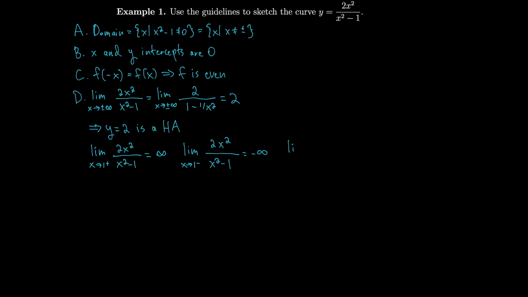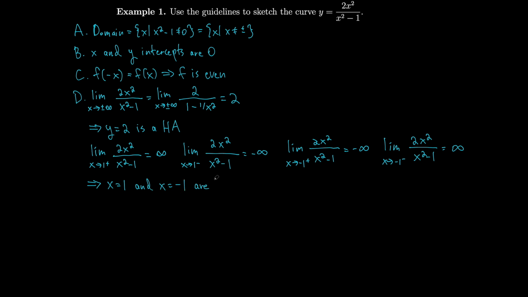So I definitely have an asymptote at 1, but notice it doesn't matter if I plug in 1 or minus 1, because this function's even. So if I check for minus 1 from the right, I should still get minus infinity. And if I check as x approaches minus 1 from the left, then I get infinity. Okay, so this has a horizontal asymptote at 2, and vertical asymptotes at x equals 1 and x equals minus 1.